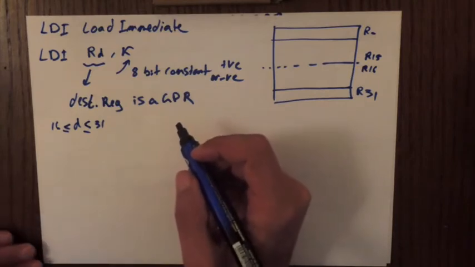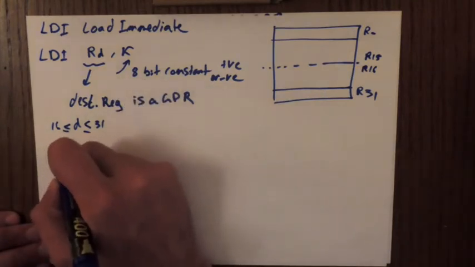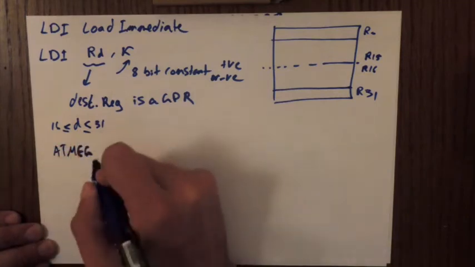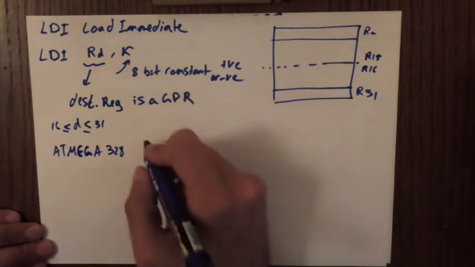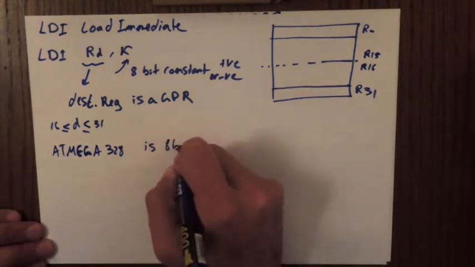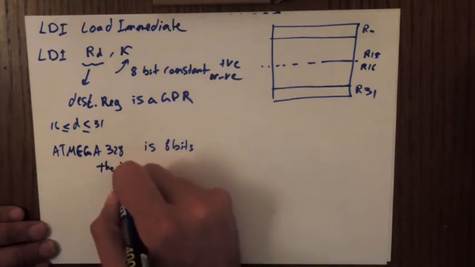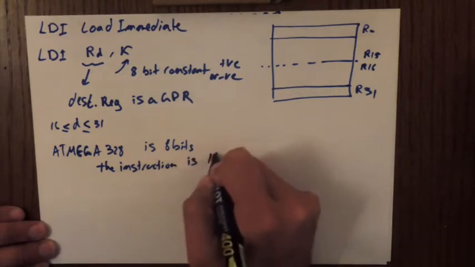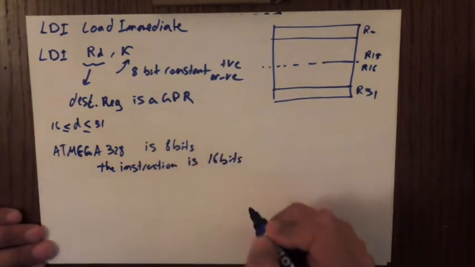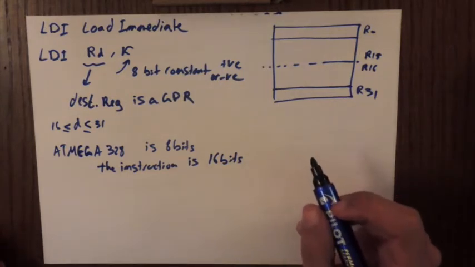As we said, since the ATmega328, the microcontroller we are investigating, is 8 bits, the instruction is 16 bits. And in the next lecture we'll discuss all about how to transform this instruction into machine language.